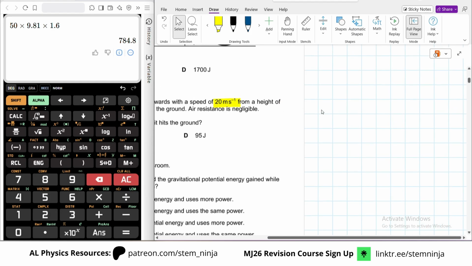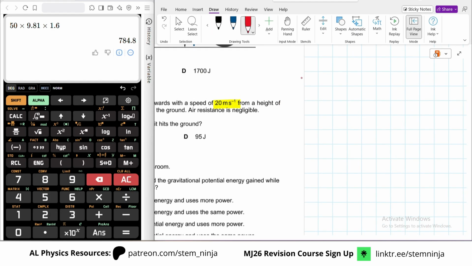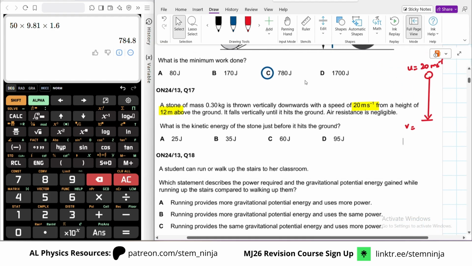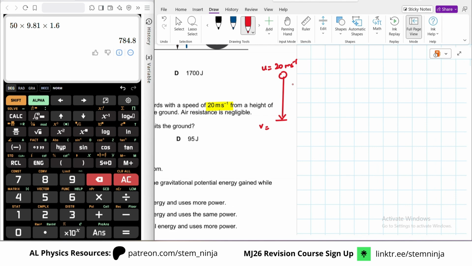Okay, so the simple diagram for this is that the object is falling with initial velocity 20 meters per second, and to find out the kinetic energy before it hits the ground, we actually need to find out the final velocity. And this is 12 meters.